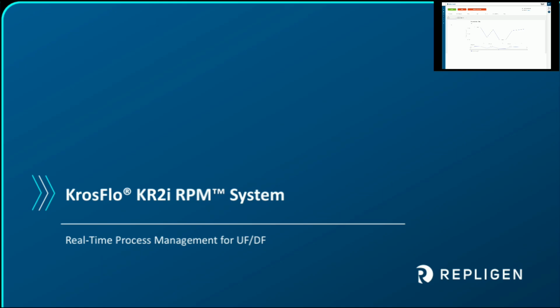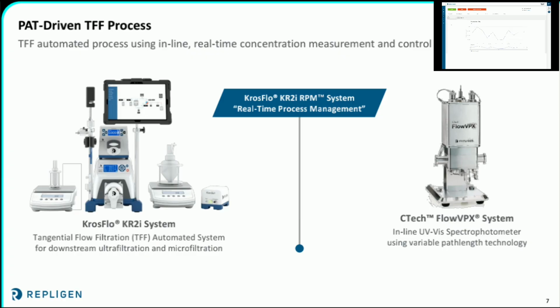So I'll introduce you to kind of the components of the KR2i system next. So what you see here pictured on your left is the KR2i system, and on the right our Flow VPX system. So basically what we've done when it comes to creating the RPM system is we've fully integrated the Flow VPX into the KFCOM2 software of the KR2i system and plumbed it straight into the feed, into the circular loop of your product, so that you have the ability to monitor your process in real time and get a full understanding of what's going on at any given time within your TFF process.